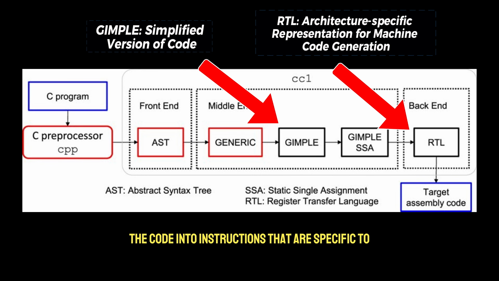It breaks down the code into instructions that are specific to the processor, for example Intel or ARM, that your program will run on. And these instructions are about moving data between the processor's registers, which are small, fast storage areas, and performing operations on that data so the CPU can understand and execute them efficiently. So RTL is a low-level representation of code that specifies how data moves between hardware registers and how operations are executed on that data. So why does all of this matter?